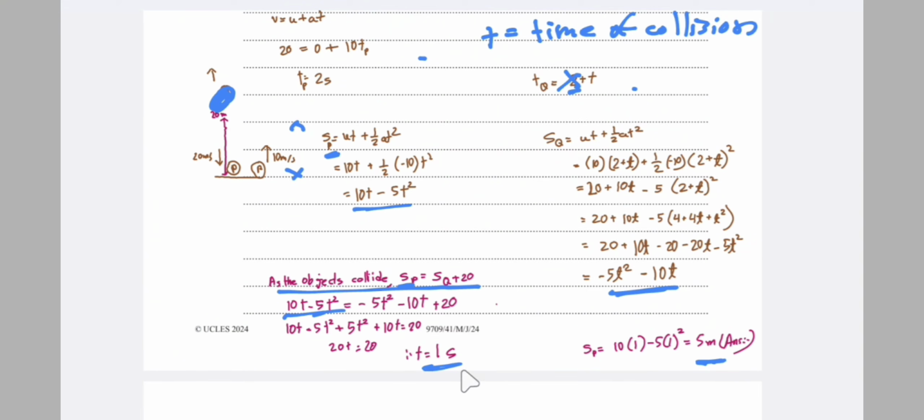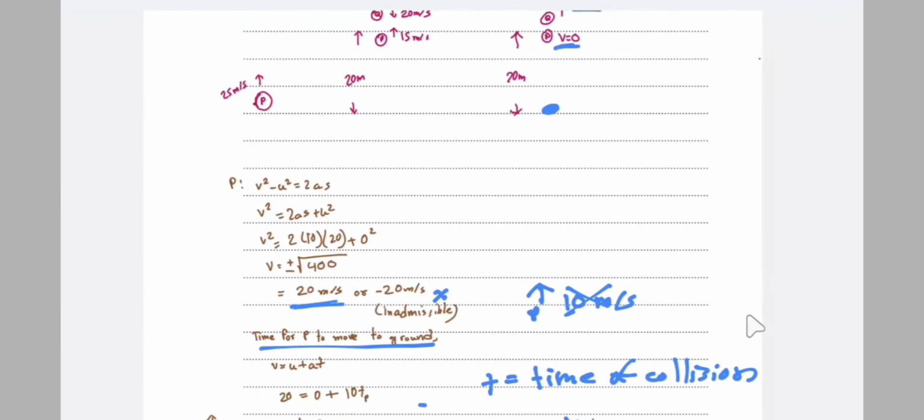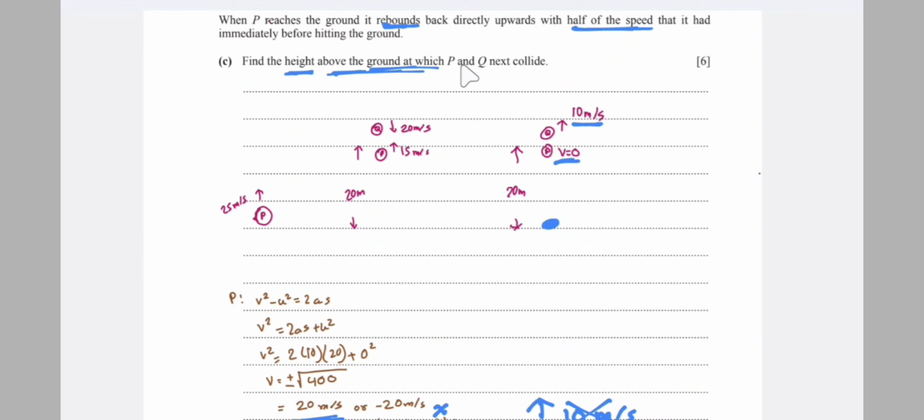By substituting the value of time in the equation for P, because only P moves from the ground, while Q starts 20 meter above the ground. For P, it is moving from the ground. So after substituting the value of time in the equation for P, we find the height above the ground at which P and Q collide.